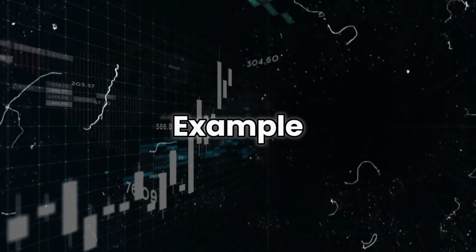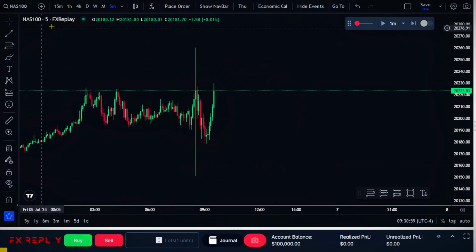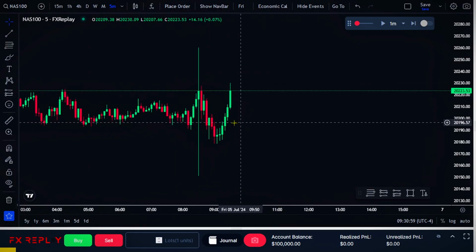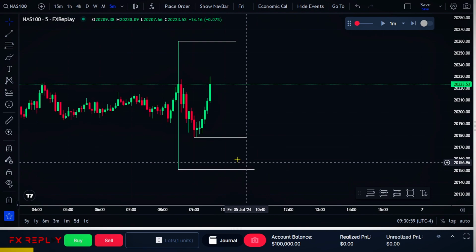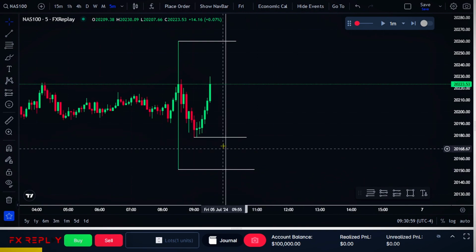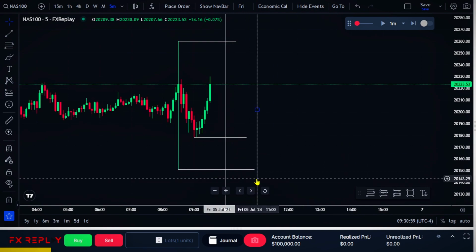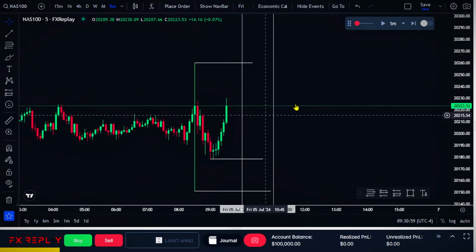Jumping to our next example, we are on Nasdaq, on a 5-minute time frame. We will mark the recent swing highs and swing lows. I will also mark our trading window from 10 a.m. to 11 a.m. Let's fast forward the price and see what it has to offer.